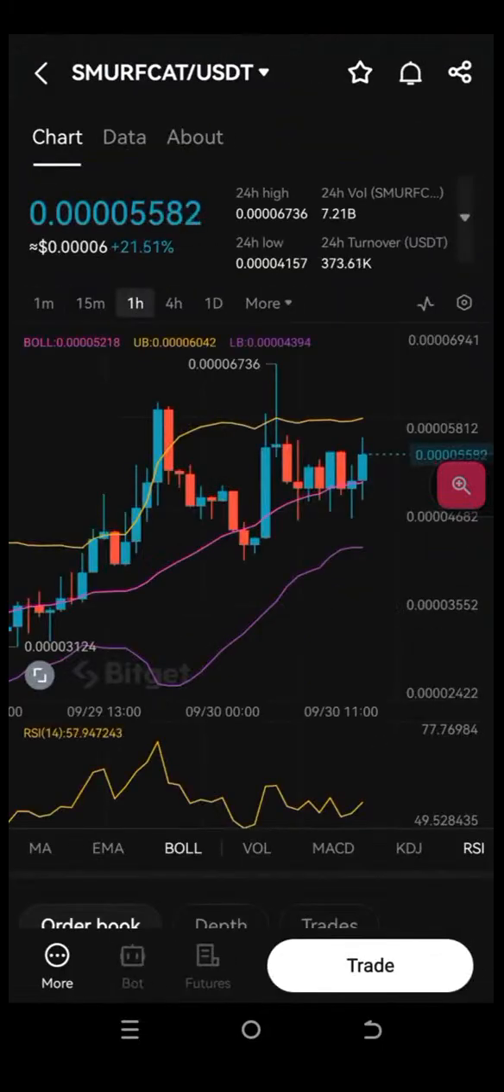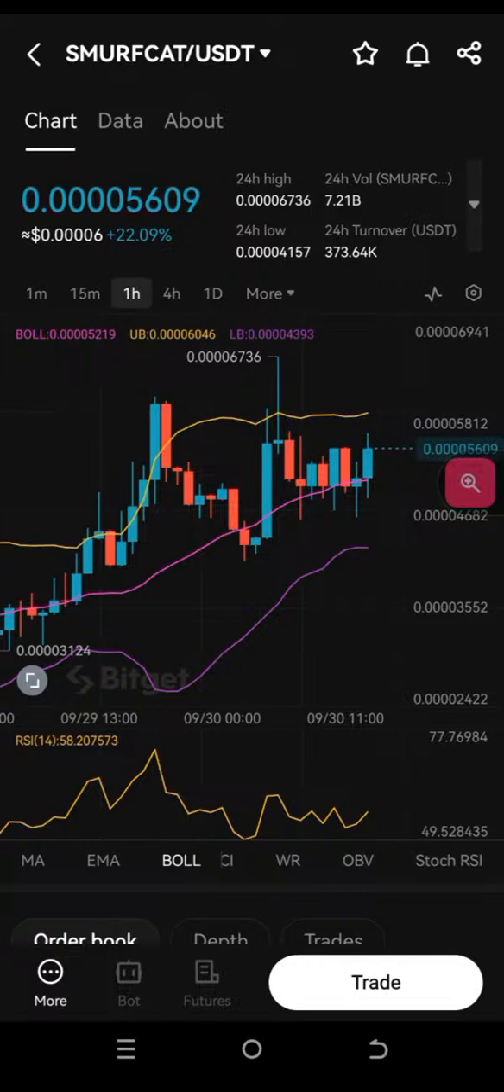Can you see what's happening here? I must let you know that BitGet doesn't have the parabolic SAR. I have checked for it, I've looked for it. My absolute best technical indicator is the parabolic SAR, but it doesn't have it. So well, we just have to make do with what it has.